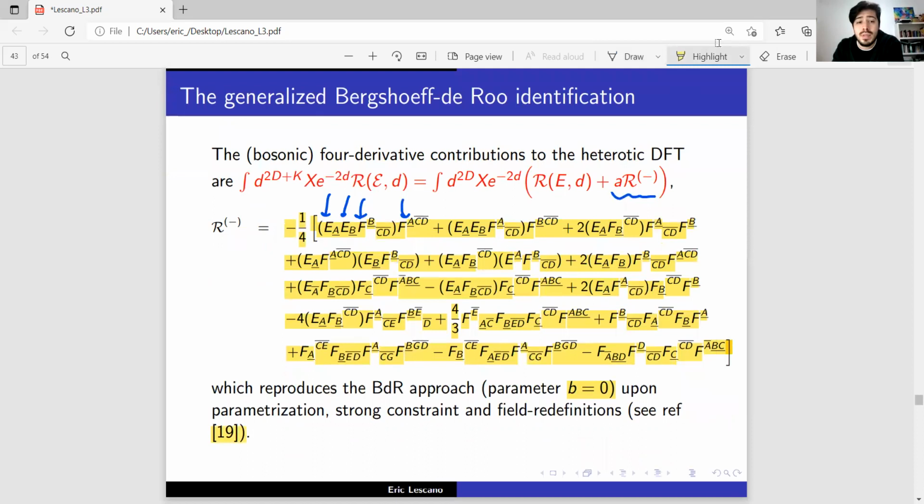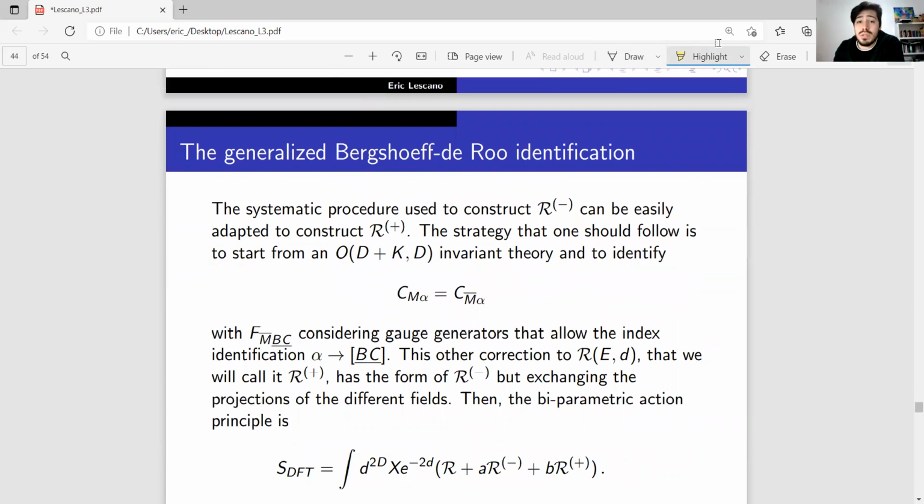And the systematic procedure was used to construct this contribution that is related to the a parameter, but we can easily adapt the construction to recover the r plus parameter.